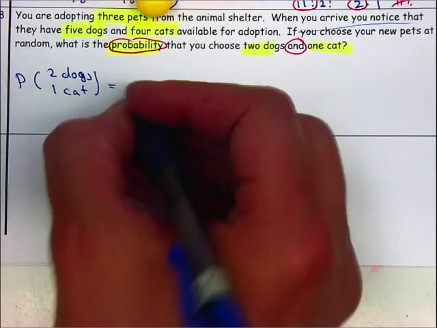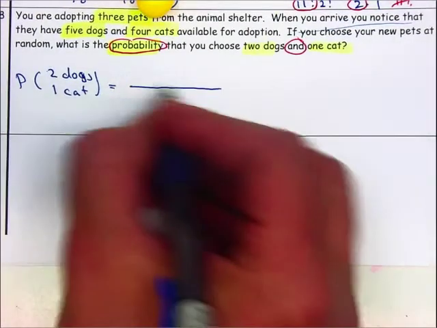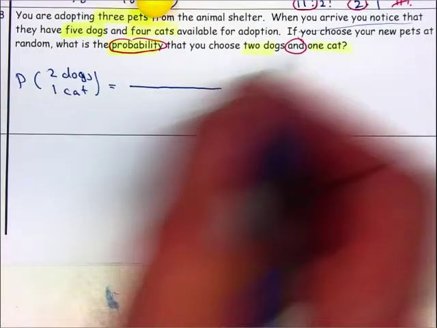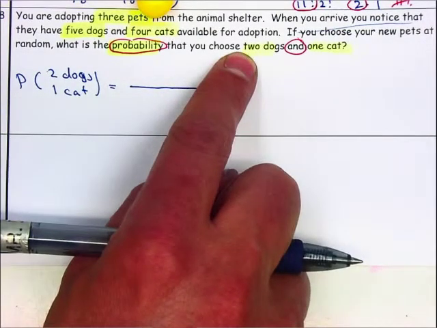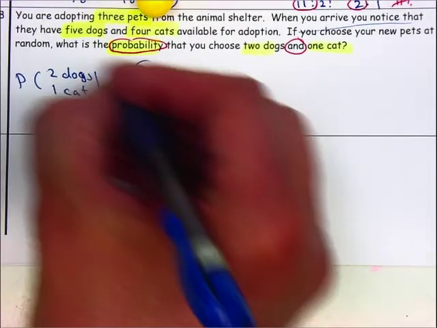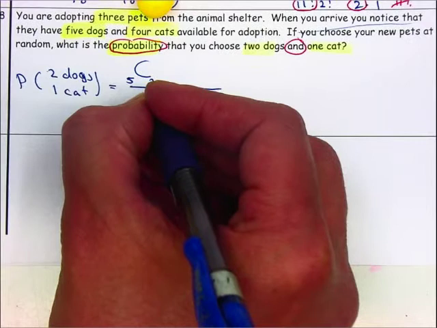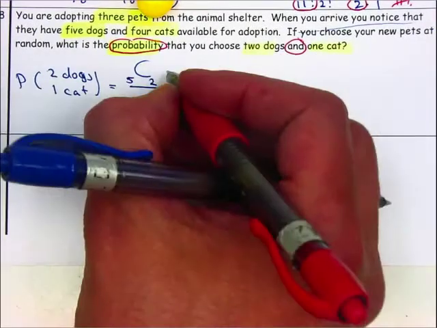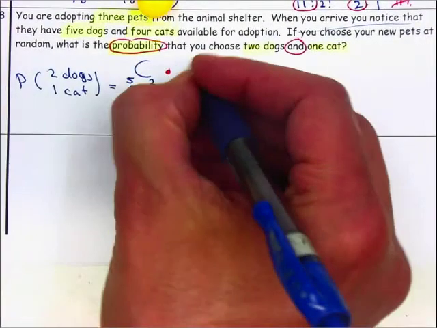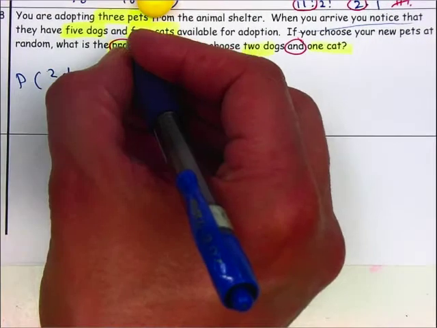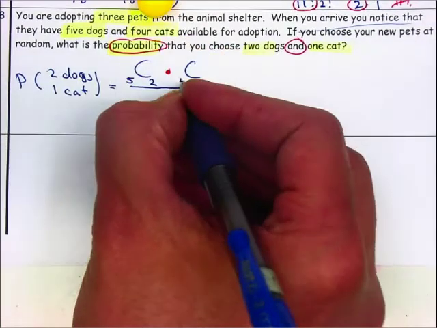Let's see. The numerator is what we want. What do we want? How many different ways can you select 2 dogs and 1 cat? So let's select the dogs first. So let's see. How many dogs are available? 5. How many are we selecting? 2. And so we're going to multiply. How many cats are available? So now select the cats, 4. How many do we want to take with us?